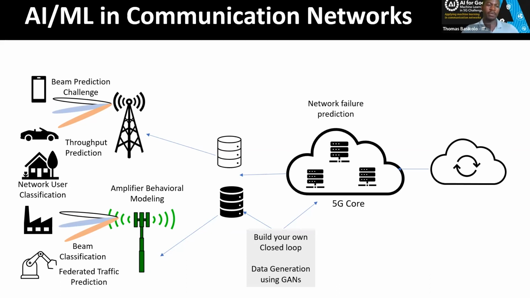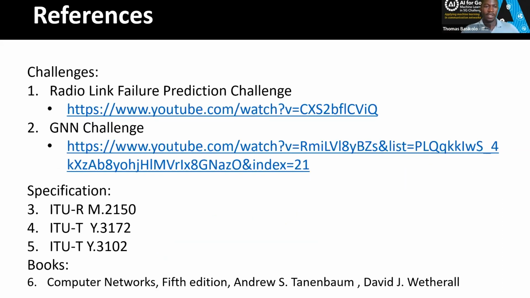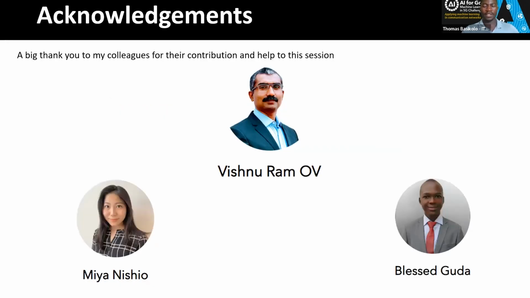And at the user equipment side, you have the network user classification, another problem statement that we are offering this year. On the base station itself, we have the amplifier behavioral modeling. And in the 5G core, or on the edge, or multi-access edge compute, MEC, you have the buildathon, or build your own closed loop problem statement, as well as data generation using GANs. So really, you can see how there's a mapping between different parts of the network and what we are offering in the challenge. This is quite a simple presentation, and it was quick because of the timing, and there were so many concepts that we have introduced.